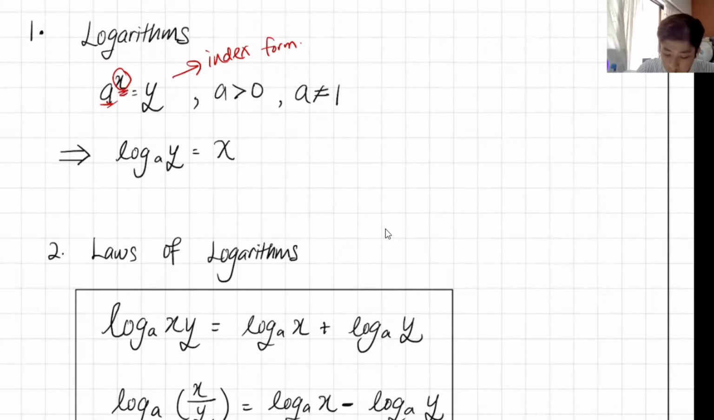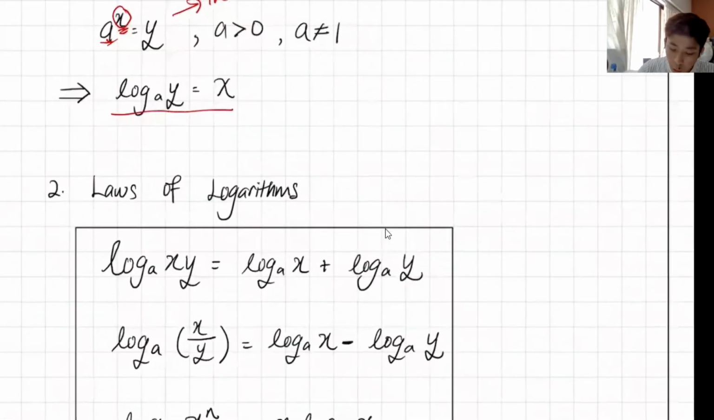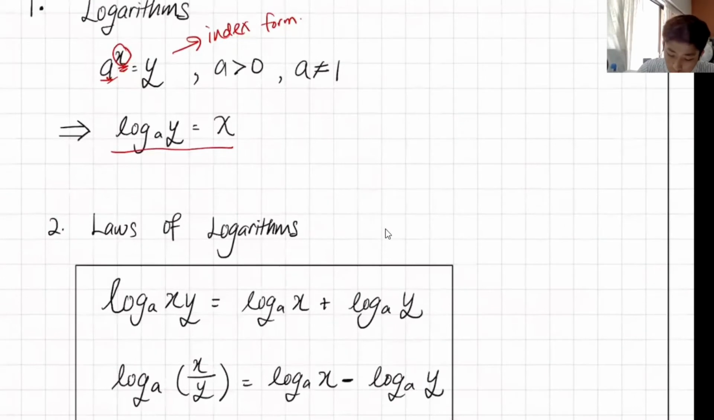So in this subtopic, you must learn how to convert index form to logarithmic form, or logarithm form. So how do you convert it?